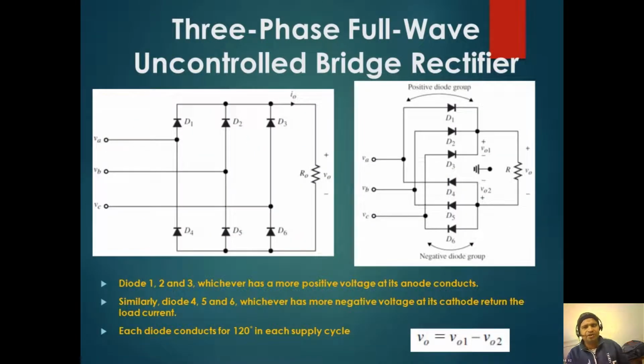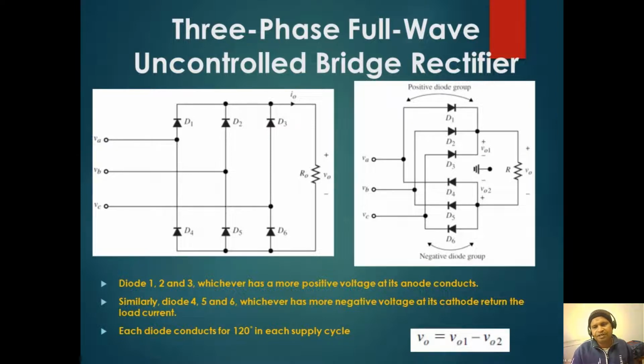Then we will see a three-phase full wave rectifier. The three-phase full wave rectifier has 6 diodes, D1 to D6, connected to a load here. Diodes D1, D2 and D3 are the positive group of diodes, and the negative group of diodes is similarly 4, 5 and 6. So the positive half is D1, D2, D3, and the negative diodes are D4, D5, D6.